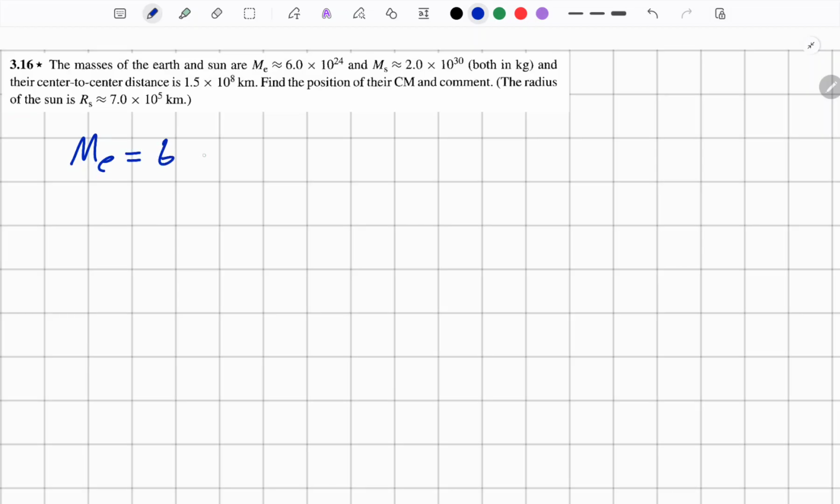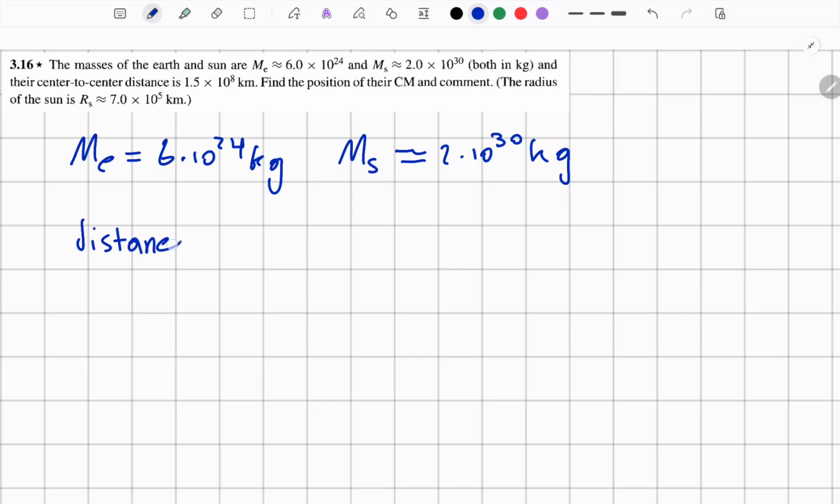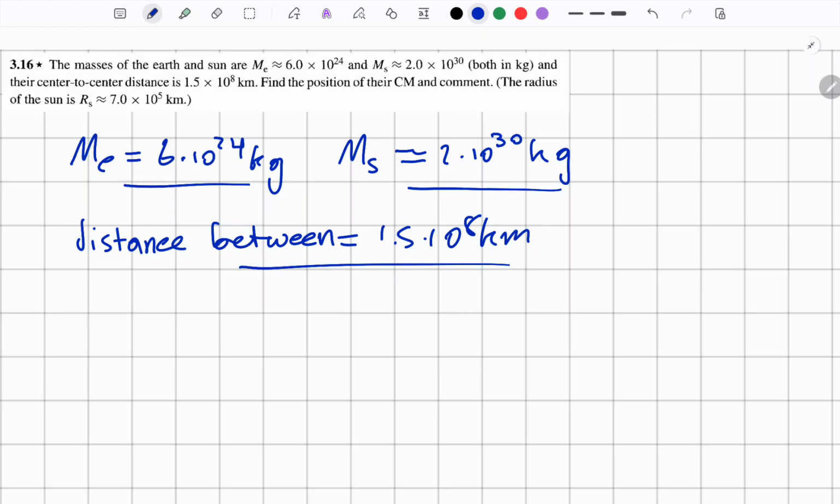The mass of the Earth is 6 times 10 to the 24 kilograms. Mass of the Sun, 2 times 10 to the 30 kilograms. And we know the distance between them is going to be 1.5 times 10 to the 8th kilometers. Okay. That's what we're given.